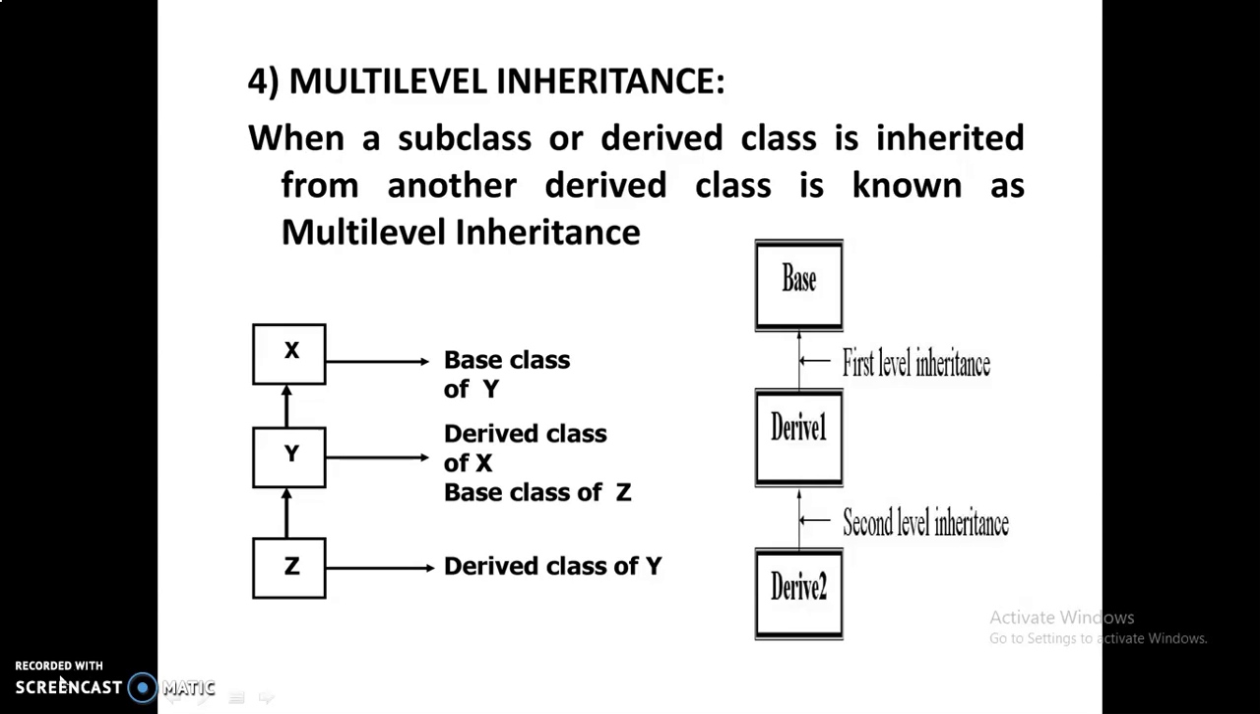This is the multi-level inheritance. When a subclass or derived class is inherited from another derived class, it is known as multi-level inheritance. In this example, X is the base class of Y and Y is the base class of Z. So this is the structure of inheritance. Here the base class is for the derived class 1, and for the derived class 2, derived class 1 is the base class. So this is the concept of multi-level inheritance.